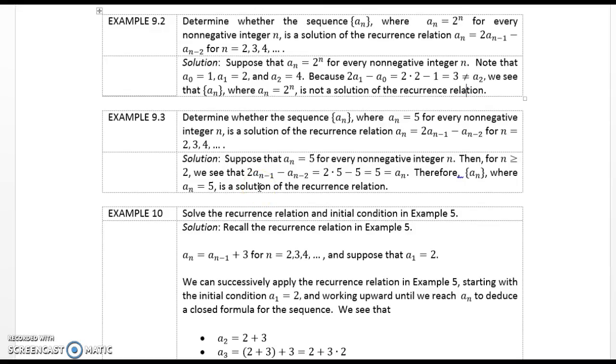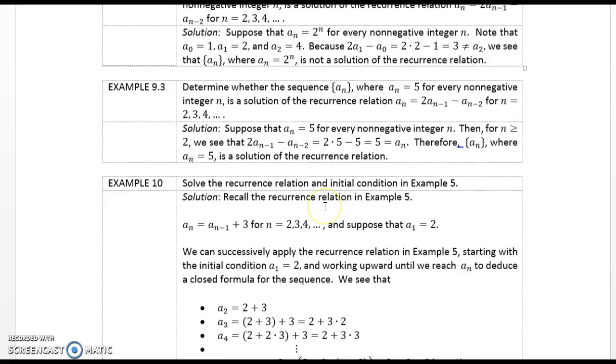Determine whether the sequence a_n, where a_n is equal to the constant 5 for every non-negative integer n, is a solution of the recurrence relation a_n = 2a_{n-1} - a_{n-2} for n = 2, 3, 4. Suppose that a_n = 5 for every non-negative integer n. Then for n greater than or equal to 2, we see that 2a_{n-1} - a_{n-2} is 2 times 5 minus 5, which is equal to 5, which is equal to a_n. Therefore, a_n, where a_n = 5, is a solution of the recurrence relation.